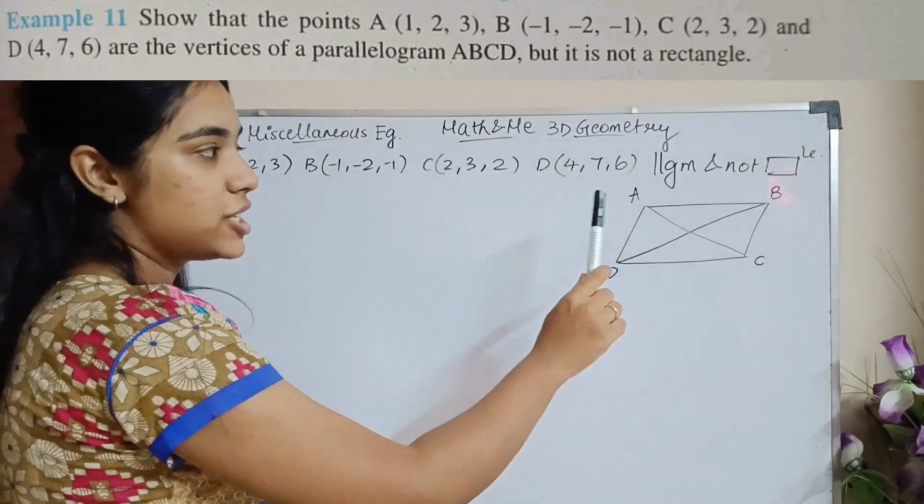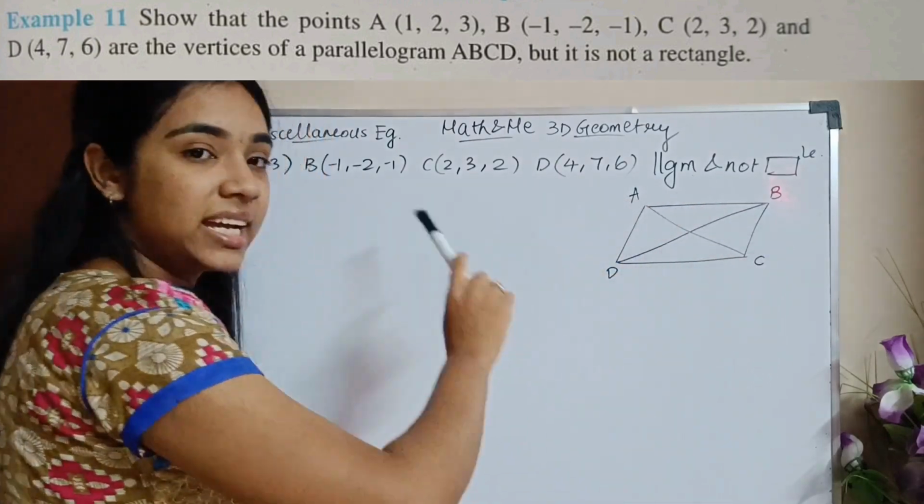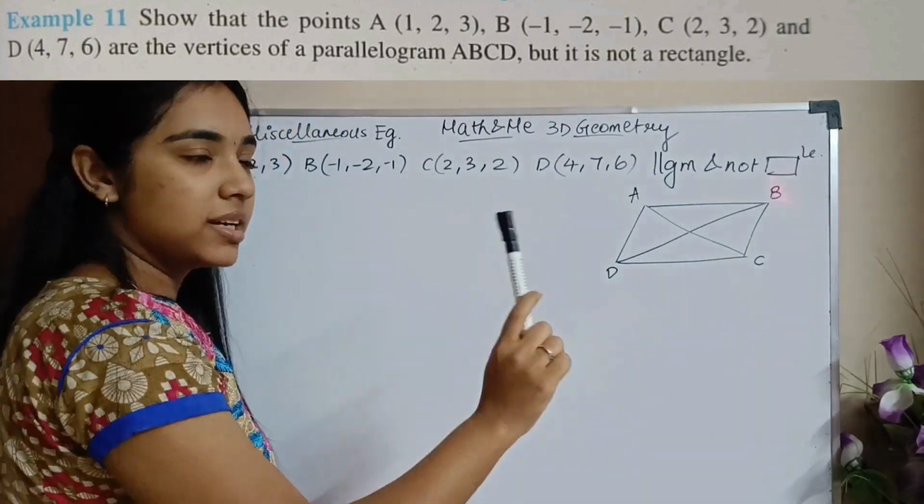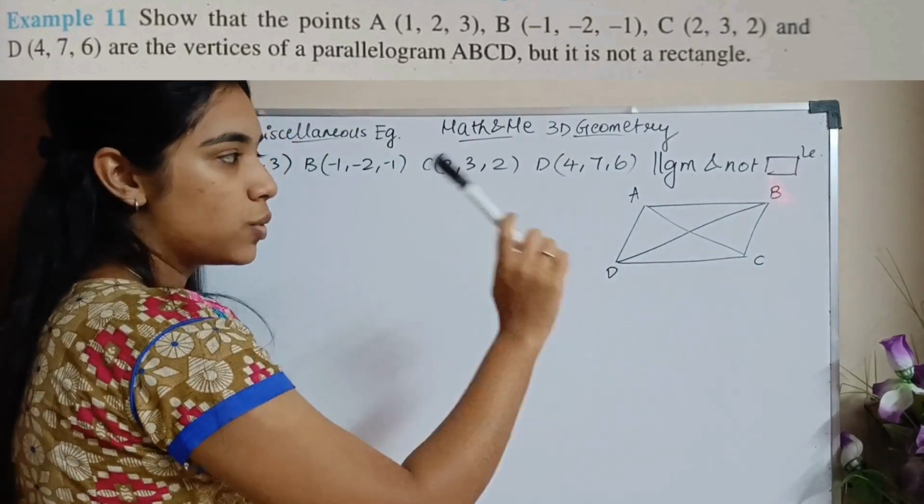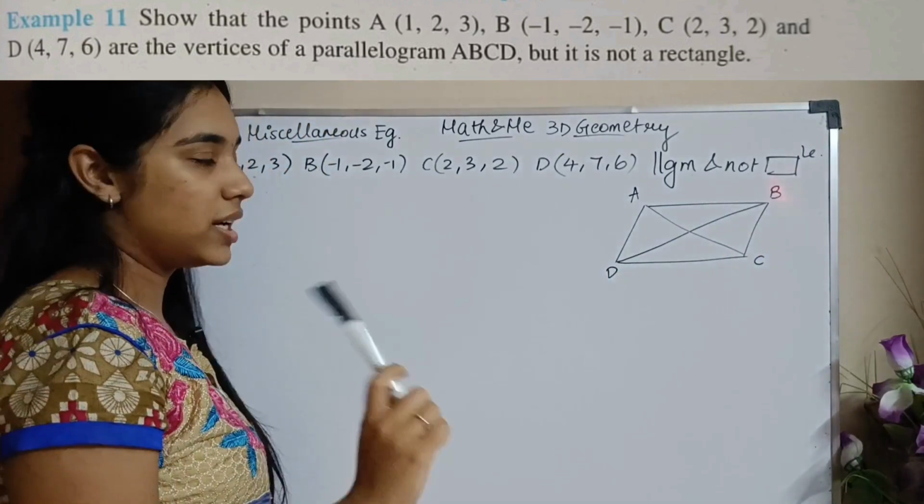So always write your coordinates in the cyclic manner. So A, B, C, D. Don't write A, B, D and C, okay? So what are your diagonals? A, C and B, D. So these are your diagonals, okay?